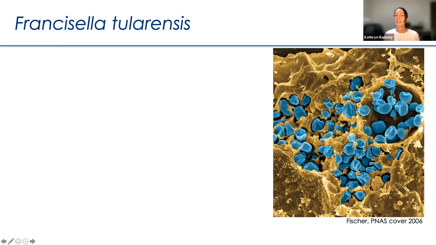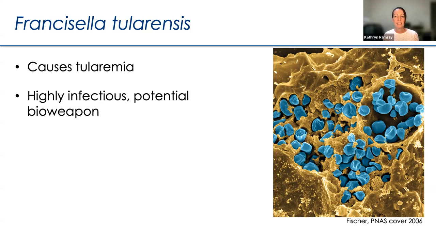Thank you. So these bacteria colored in blue have replicated at a high number within this macrophage, which is in yellow. These are the gram-negative facultative intracellular pathogen, Francisella tularensis, and they cause a disease called tularemia. It's not very nice. This disease does have the potential to be fatal if left untreated. Not only that, fewer than 10 organisms can constitute an infectious dose. So it is considered a potential bioweapon for these reasons.